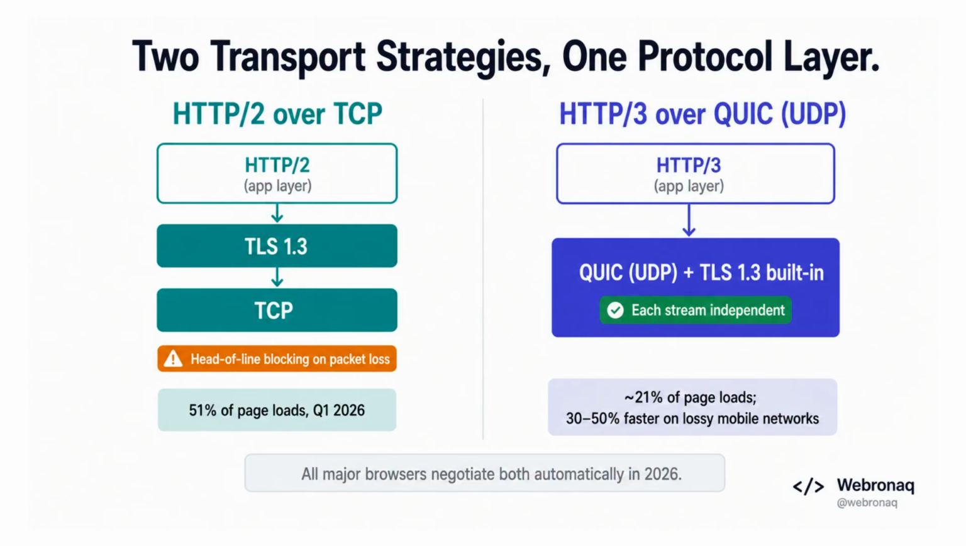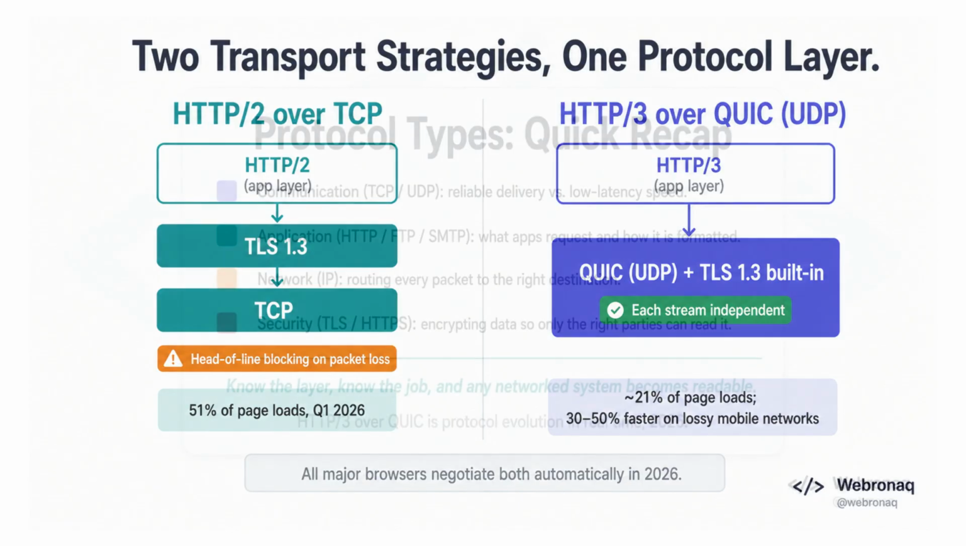HTTP/3 takes a different approach. It replaces TCP with QUIC, a protocol built on UDP. QUIC bakes TLS encryption directly in and gives each request stream full independence. Lose a packet in one stream, and the others keep moving. On mobile networks with typical packet loss, benchmarks show HTTP 3 can be 30 to 50% faster than older protocols. HTTP/2 still leads page loads at 51%, and all major browsers fall back to it automatically when needed.